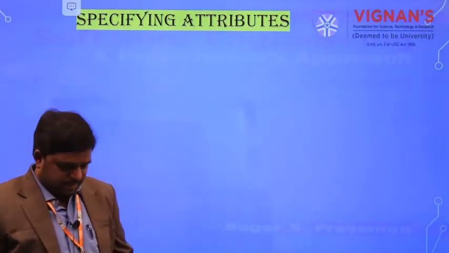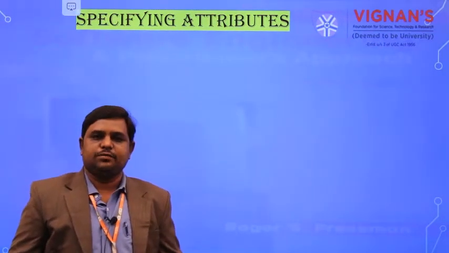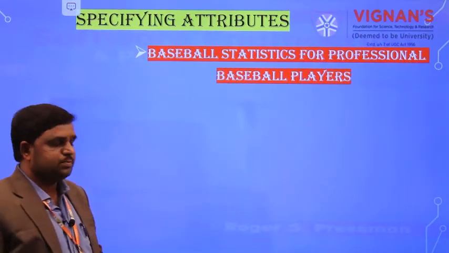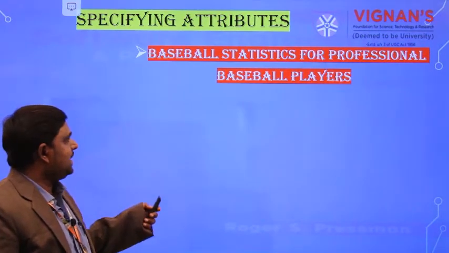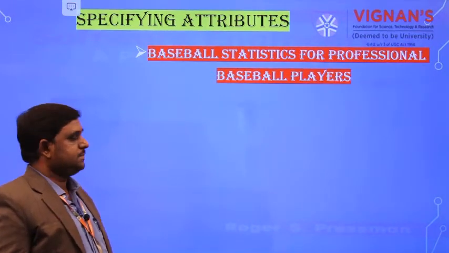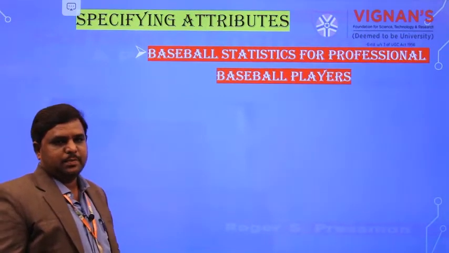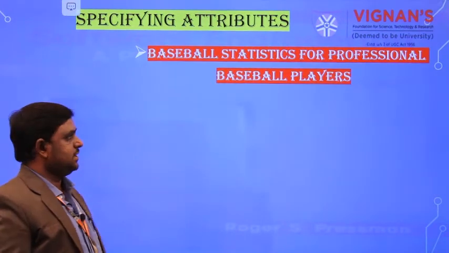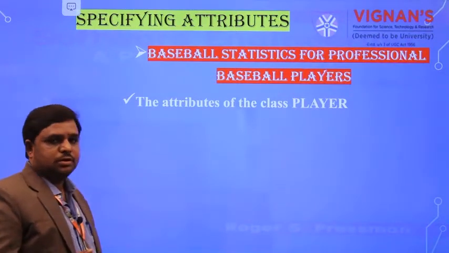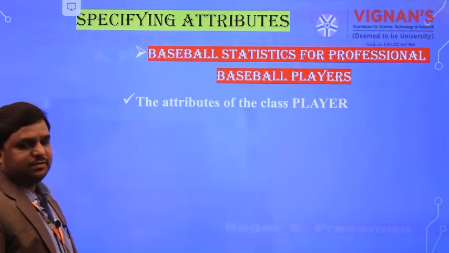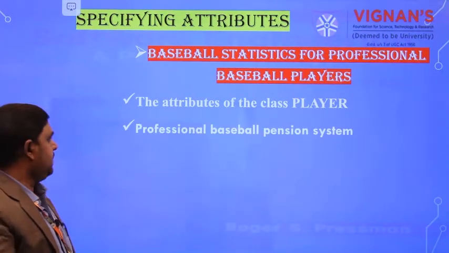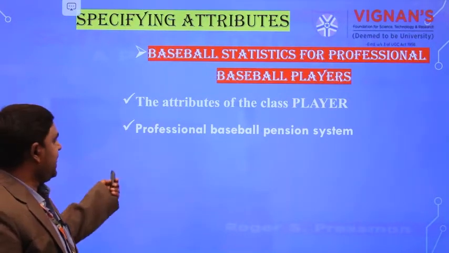Now we will see one example. Suppose you are going to design a system for baseball statistics for professional baseball players. We can see the attributes here. If you are going to create this kind of system, there will be a class called player. So we have to create a class player, and for player there will be attributes.